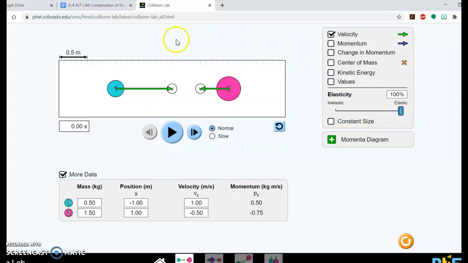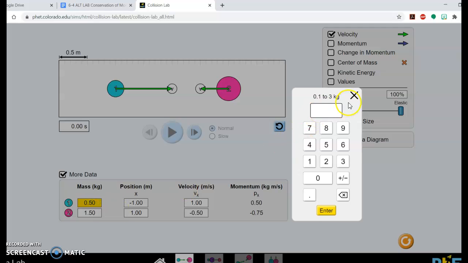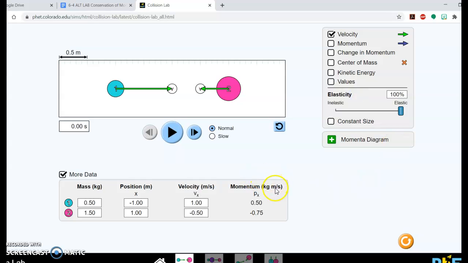And I just wanted to point out that on this lab, we are in the elastic setting here. So you can also be in the inelastic setting if you just scroll this thing over, but we want to be 100% elastic. Okay, so again, you just want to plug in the masses that you need, plug in the velocities that you need, whether it's positive or negative, and then the momentum totals are going to be shown to you right on this section here. Okay, I would almost suggest to put this on the slow setting rather than the normal setting.